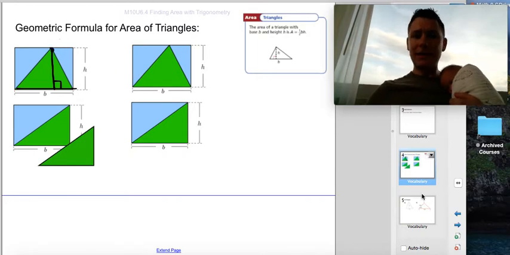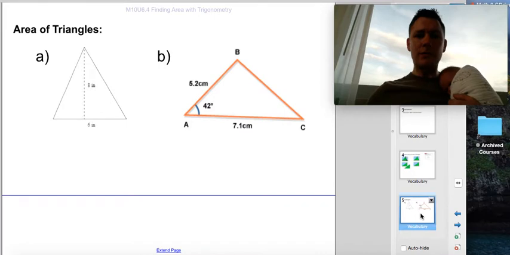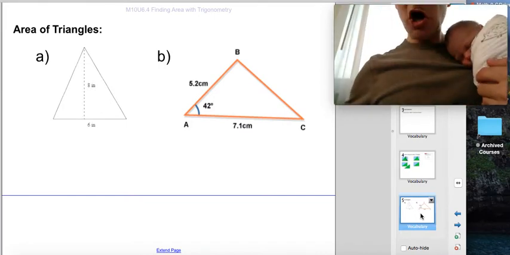So take that idea and find me the area of these two triangles. Go.